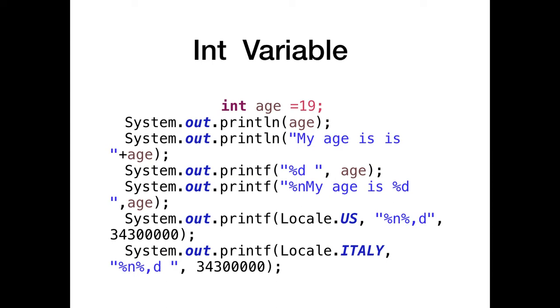Integer, here the integer is age is 19, and you're trying to print in different ways. And this is a locale. For example, applications are created for different locales. That means the people in the US are going to use your application, or people in the UK are going to use your application, or people in Italy are going to use your application. Whenever they are using the application in their country and with their language, there are a lot of facilities given to Java.